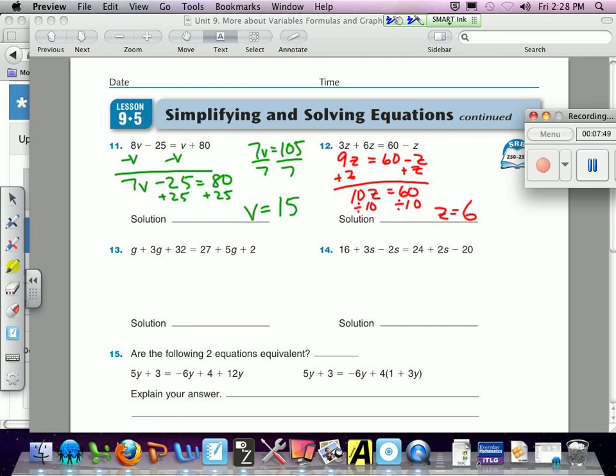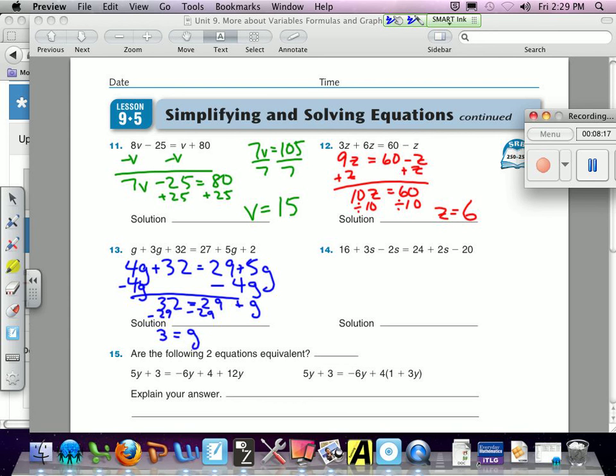Problem number 13. Combine those like terms first. So 4g plus 32 equals 29 plus 5g. I'm going to get rid of 4g on each side. And get 32 equals 29 plus a g. So I do need to subtract 29 on each side. I've run out of room, unfortunately. So I'm going to go down below here and find that 3 equals g. I don't have to have another step because I already got it to what a single g is worth back when I subtracted 4g.